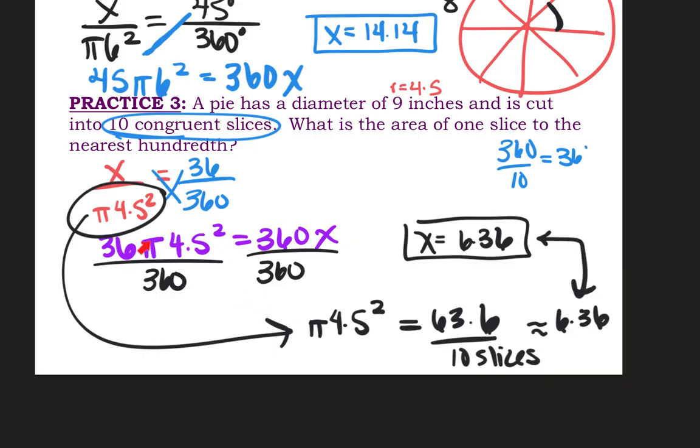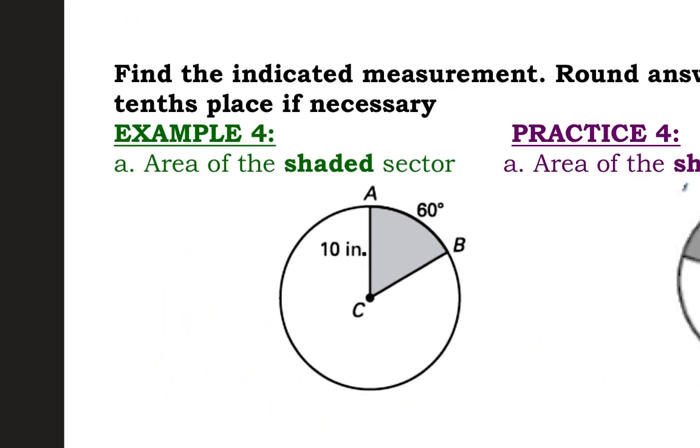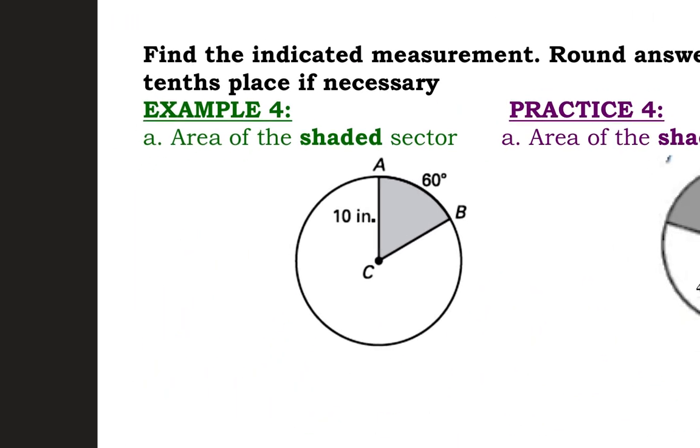Again, we didn't have to use this one just because it was cut into 10 congruent slices. We could have just divided that by 10. Now, when should I recommend you do use it? If you go over to the back side, I wouldn't recommend doing it on this one because these are not equal slices. I don't even know how many slices I'm going to cut into that 60. Could we figure it out?